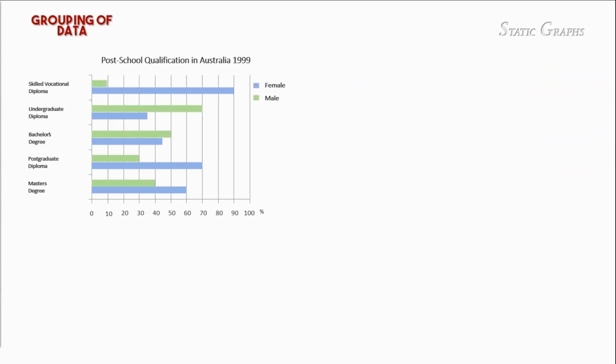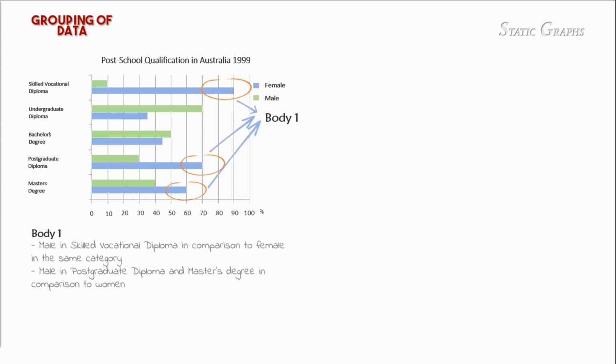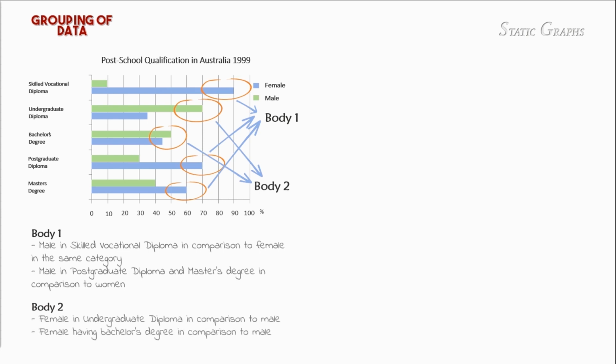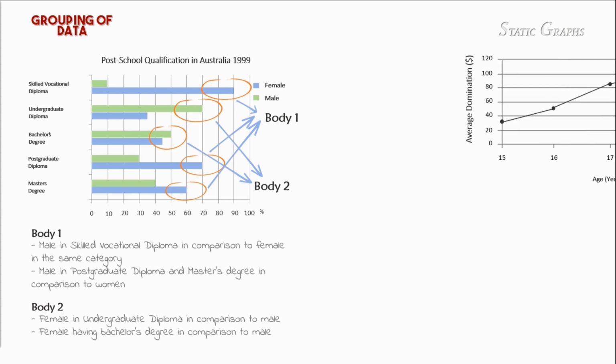In a bar graph, we can divide our body paragraphs in this way. For body 1, it will describe male in skilled vocational diploma in comparison to female in the same category, and male in postgraduate diploma and master's degree in comparison to women. In body 2, female in undergraduate diploma in comparison to male, and female having bachelor's degree in comparison to male.